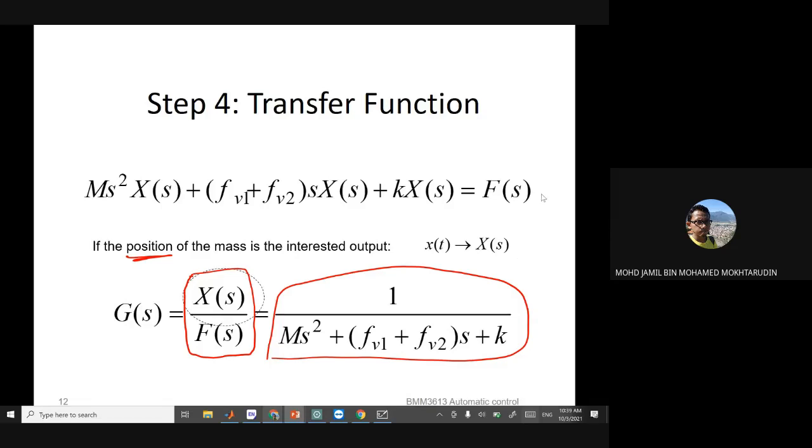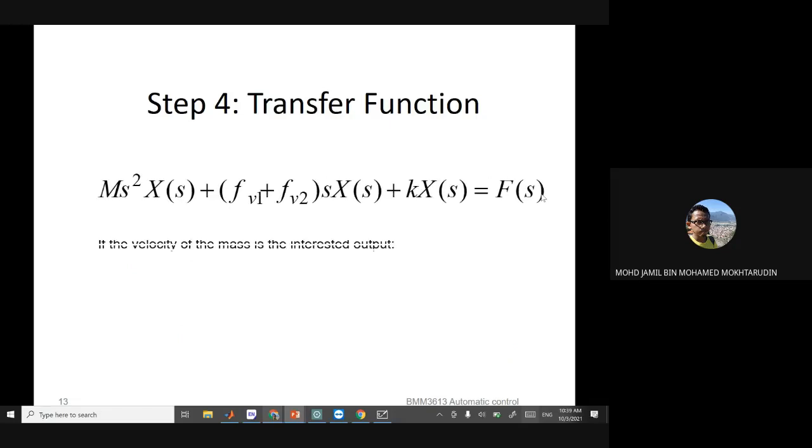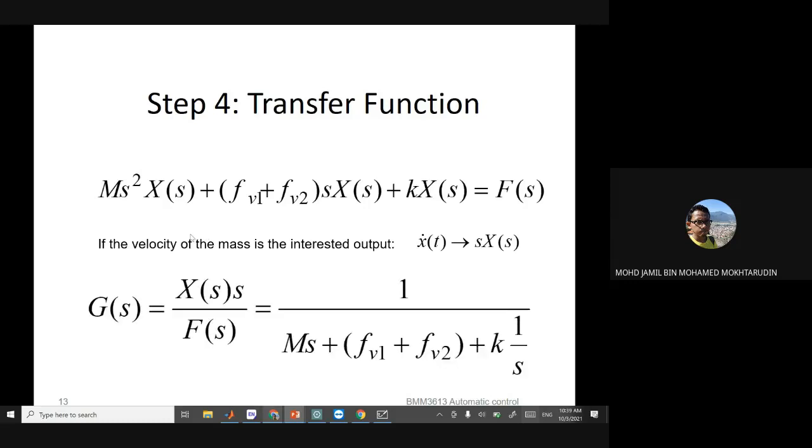Sometimes you want to find the velocity as the output. So velocity x dot equals s times x(s) in frequency. So you just calculate x(s) times s over f(s), then you get a different transfer function.